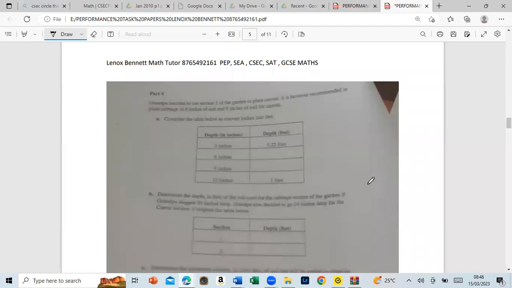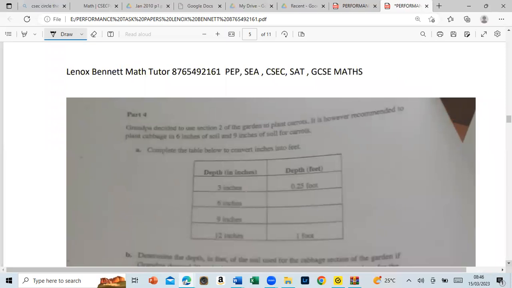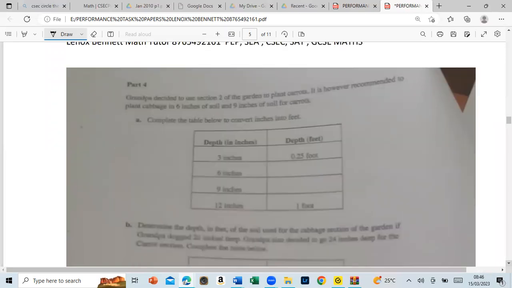That one looks more challenging as it goes along. Alright, part 4. I think I still need to big it up. I need to get the original copy of this way clearer. It's not so clear. Hopefully you guys are seeing it better than I am. Alright, so part 4 said Grandpa decided to use section 2 of the garden to plant carrots. It is however recommended to plant cabbage in 6 inches of soil and 9 inches of soil for the carrot. Complete the table below to convert inches to feet.